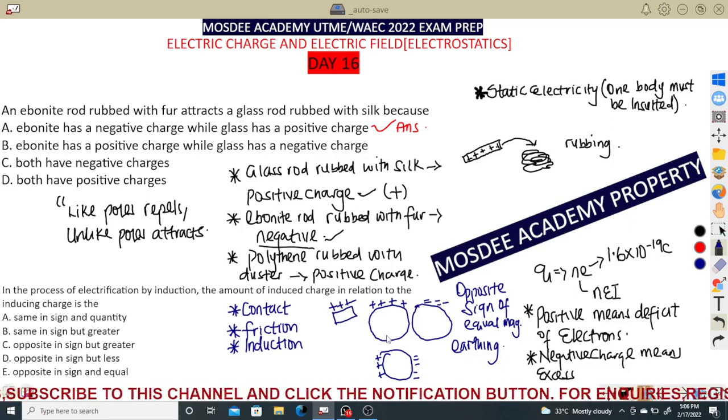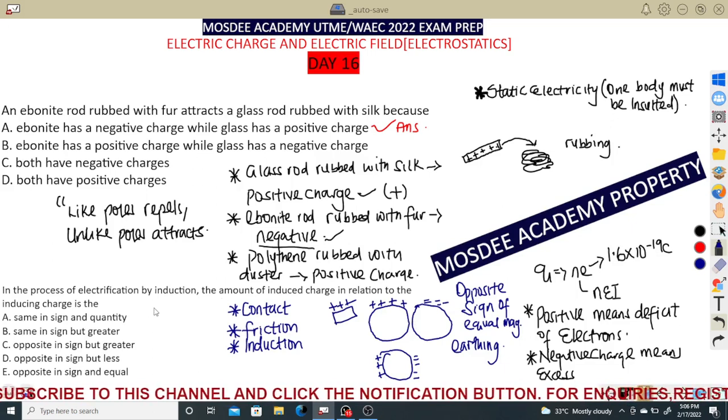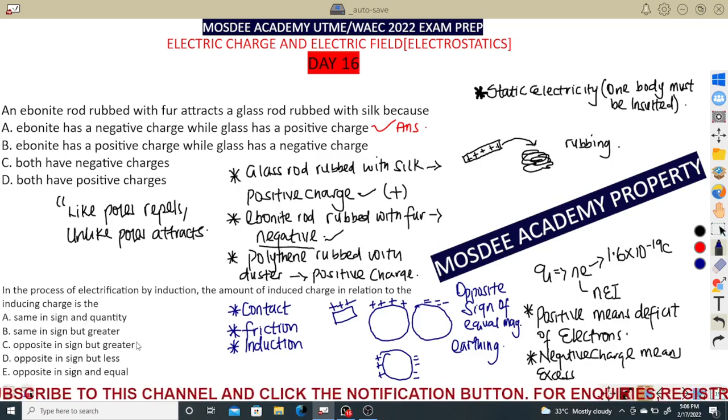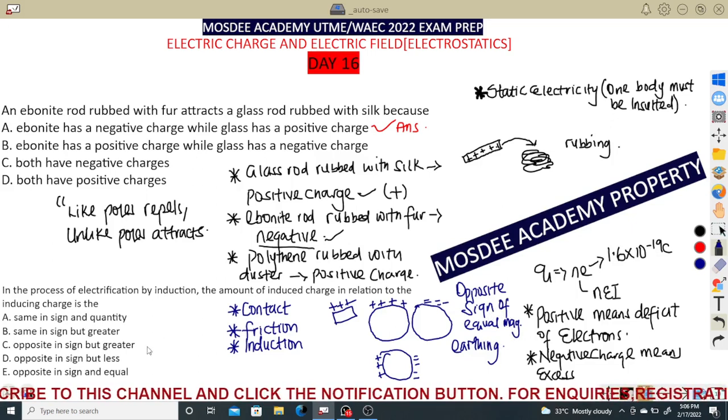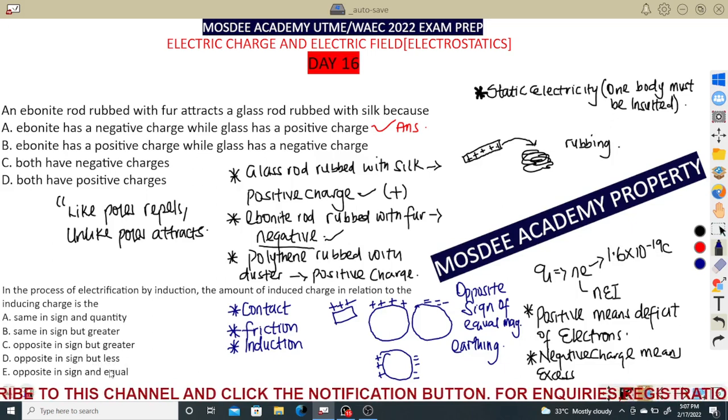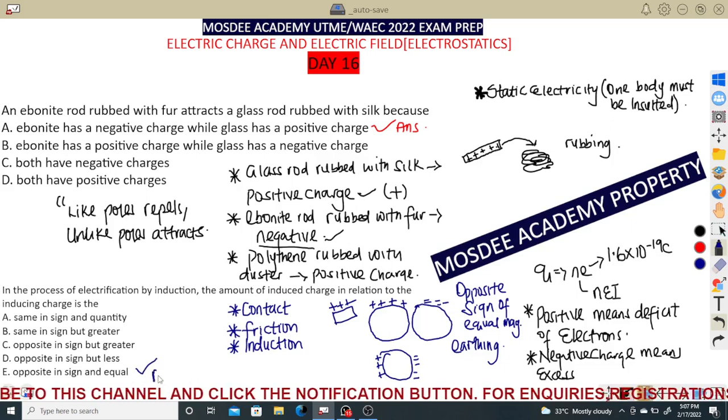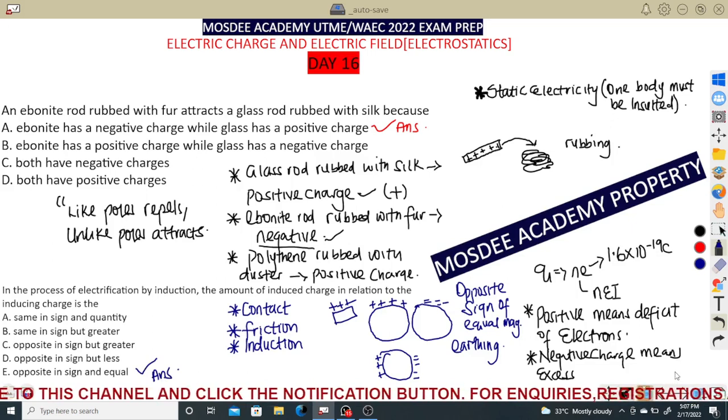Sorry guys, this is a quick concept, a quick way to understand and pick the right answer. Same sign, never. Same in sign but greater, no. Opposite in sign but less, no. I said opposite sign of equal magnitude. It will distribute with respect to the body that is producing the charge. So opposite in sign, and equal: this is the right answer to this one, guys. That is the second question of the day. I have used 6 minutes because I am explaining the concept.